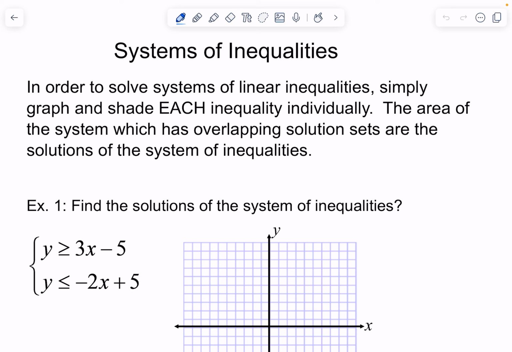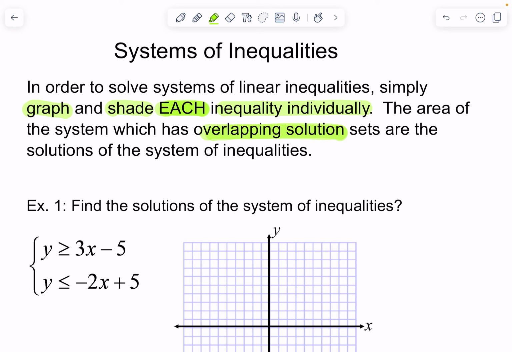Today we're going to be learning how to graph and find solutions and different information from systems of inequalities. In order to solve systems of inequalities, remember that you just simply have to graph and shade each inequality individually, one at a time. And then the area of the system which has overlapping sets are the solutions of the systems of inequalities.